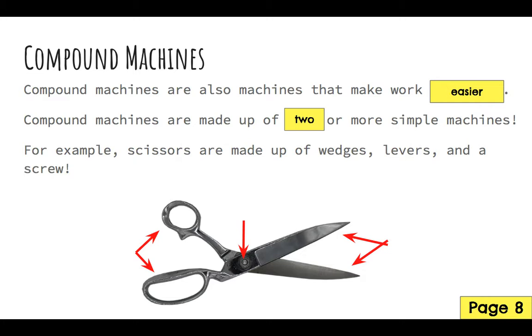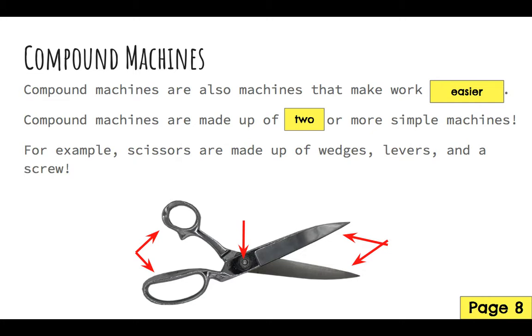Now here's your challenge. Look at these arrows. Look at what they're pointing to. I want you to take a guess as to which arrow is pointing to which simple machine. I already told you that scissors have wedges, levers, and screws. I want you to decide which one's the lever, which one's the screw, which one's the wedge.